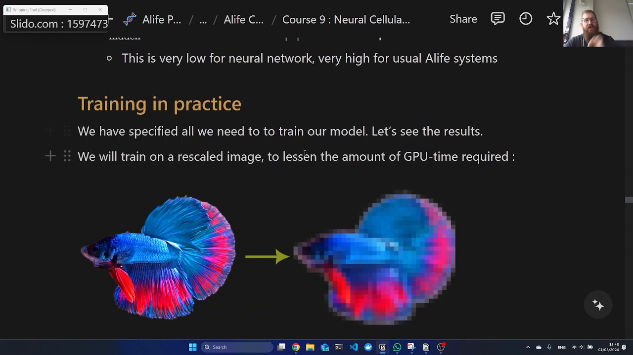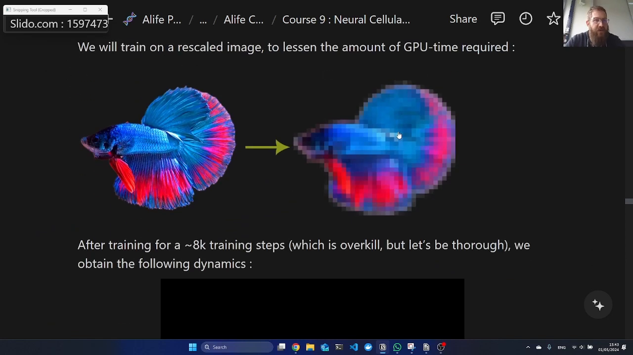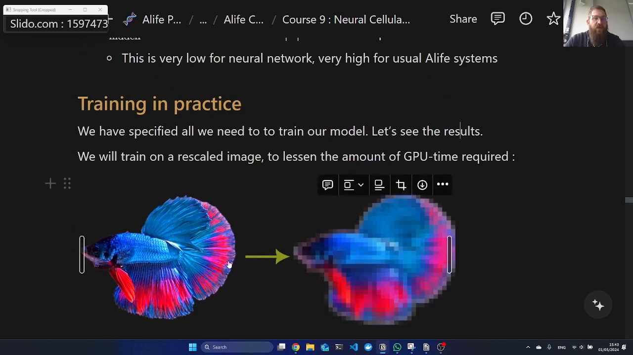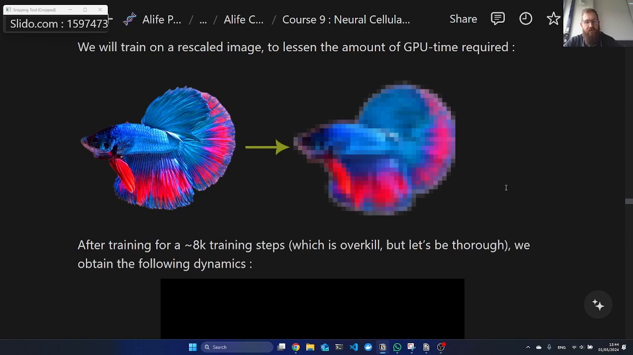So, okay, let's finally get to the training. We have all we need, so let's see what the results are. Of course, we want to generate this image, but this image contains about 1 million pixels. So you will need about 1 million training steps to get it with our model. This is quite a lot, not doable. So what we do is rescale it again to about 40 by 40, such that the training can be done, for example, on this computer with no problem.